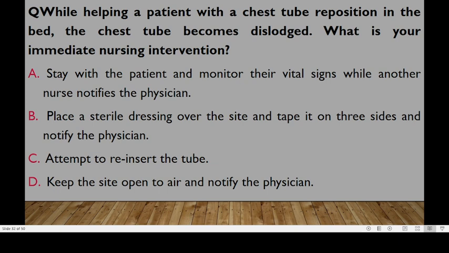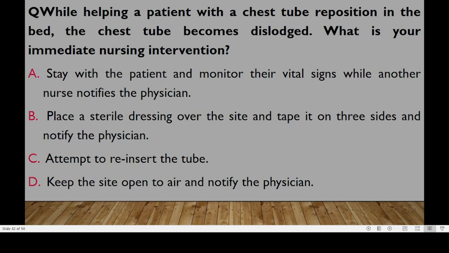So there's a question here. While helping a patient with a chest tube repositioning in the bed, the chest tube becomes dislodged. What is your immediate nursing responsibility? Stay with the patient and monitor their vital signs while another nurse notifies the physician. Place a sterile gauze over the site and tape it on 3 sides and notify the physician. Attempt to reinsert the tube. Keep the site open to air and notify the physician.